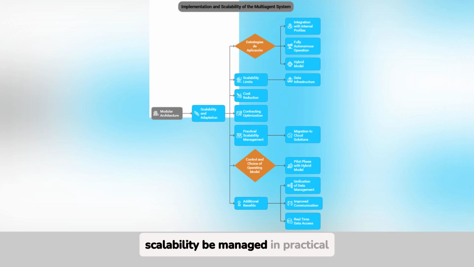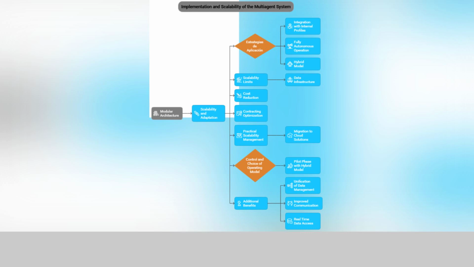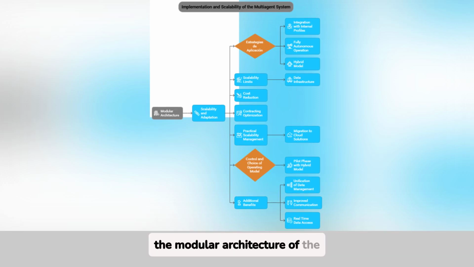And how would this scalability be managed in practical terms? What changes would we have to make to our current infrastructure? Scalability is based on the modular architecture of the system. Agents are designed to easily integrate with other existing platforms and systems, such as ERP, CRM, CMMS, or monitoring systems. To extend the scope of the system, new agents are simply configured or existing agents are adapted to cover new functions. In addition, communication between agents is done using standard protocols, which facilitates integration without the need to restructure the entire infrastructure. To maximize performance, we could consider a migration to cloud solutions that offer dynamic scalability according to demand.